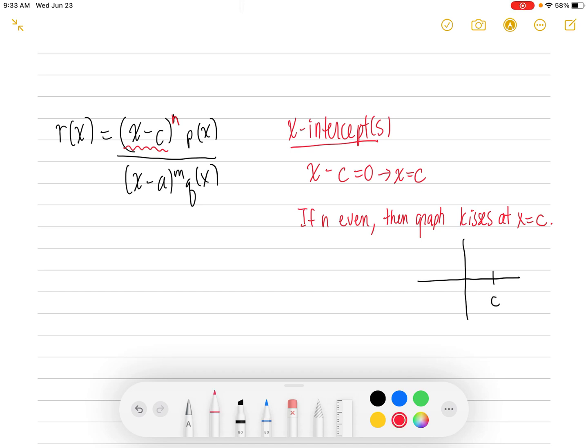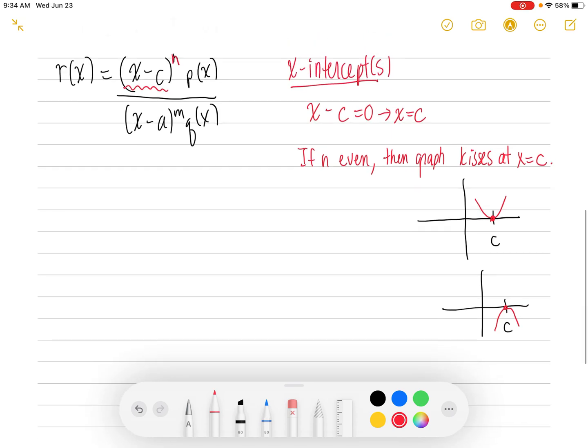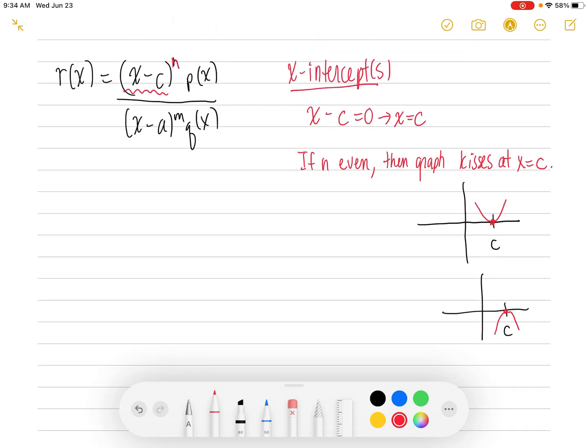So an example of that, we have c here, let's say. So your graph would do maybe something like this at c. Or maybe your graph would do something like this at c. One of those two things is going to be going on.